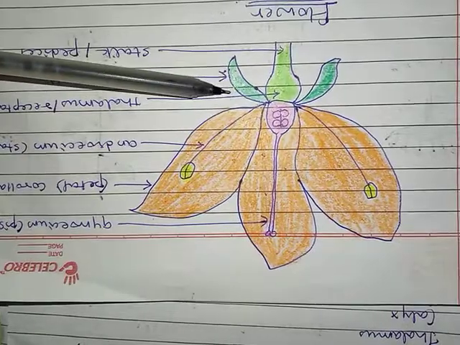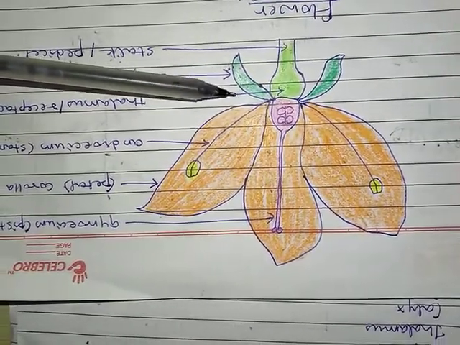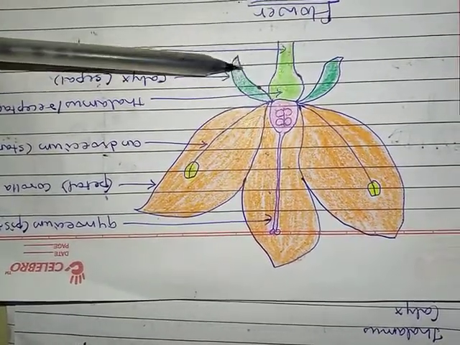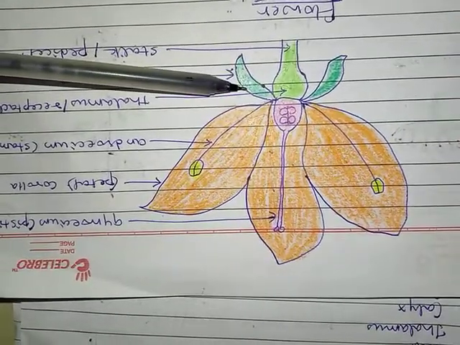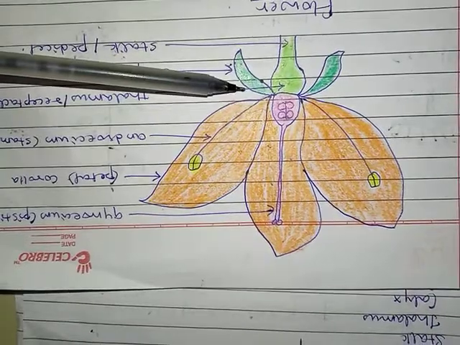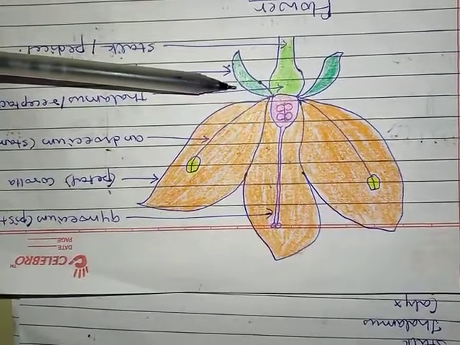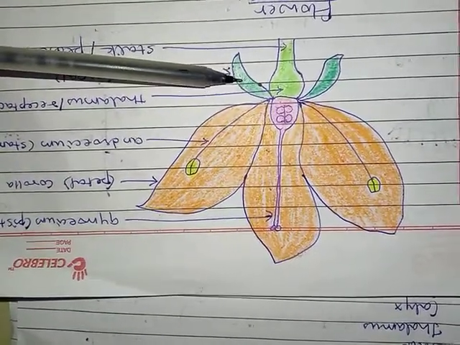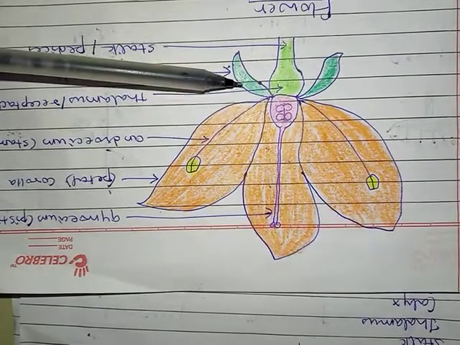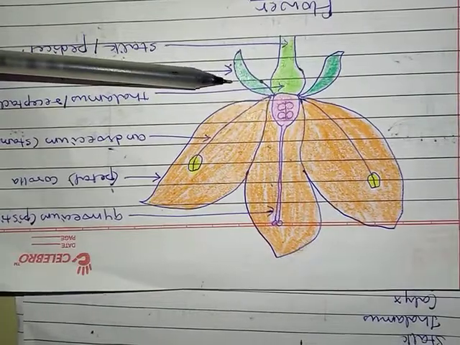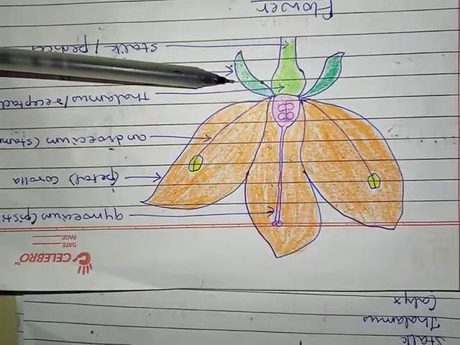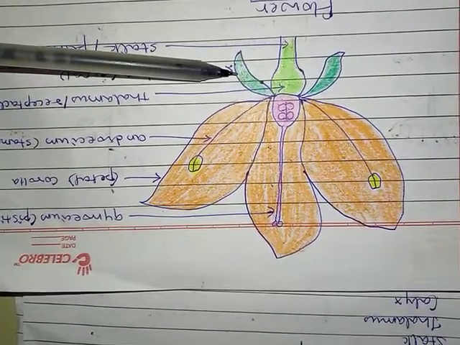Next thing, these sepals are generally green in color, as you can see in the diagram, but sometimes the sepals may be of some different color. They may be brightly colored. In that condition, the sepals are called petaloid sepals. What are they called? Yes, petaloid sepals, and the example is gulmohar, where the sepals are red in color.